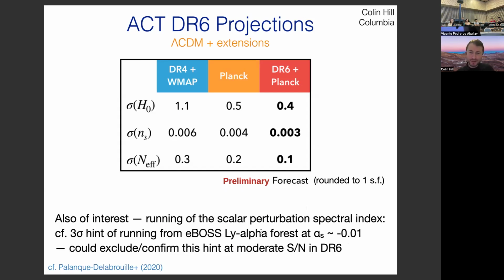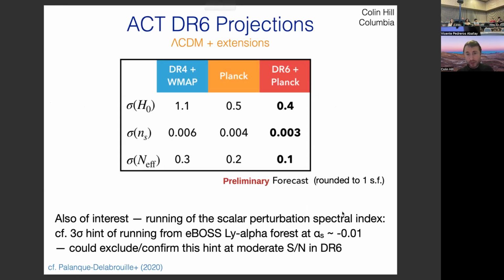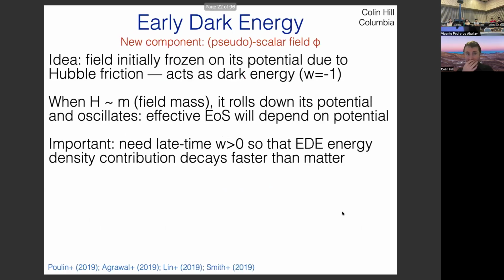So there are some hints of running of the spectral index in Lyman alpha forest data that I think make it interesting to check that, as well as a huge array of other beyond lambda CDM models. Let me just tell you in a little bit more detail about one of the new physics models that I was mentioning in the H naught slides a few minutes ago, and then we'll move on.